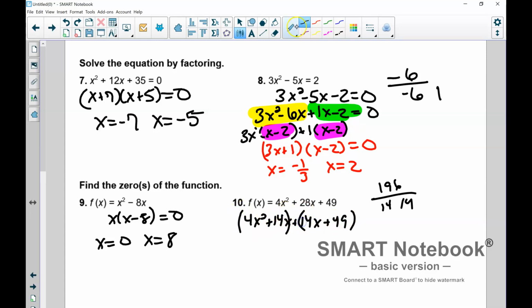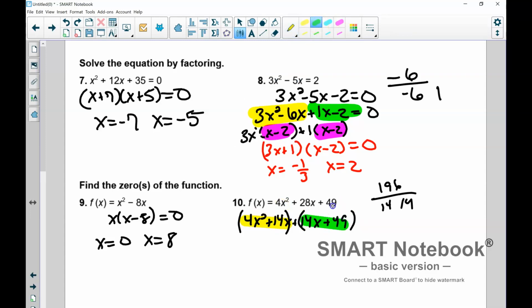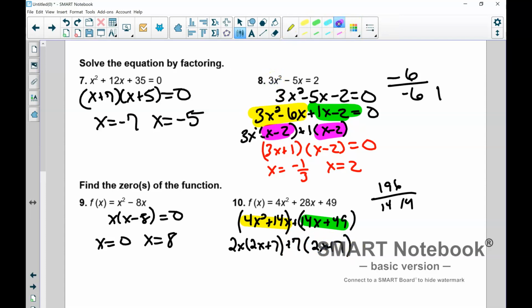GCF. So GCF these two. GCF this one. So when I GCF the first one, let's see, 14 and 4, I think is only 2. That gives me 2x plus 7. 14 and 49 is 7. So that gives me 2x plus 7. And I know I did it right. You always know if you do these right because these two terms are always the same. So as long as those are always the same, you've done it right.